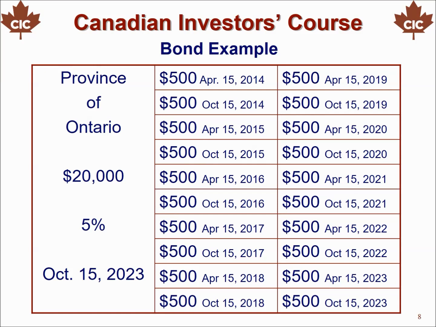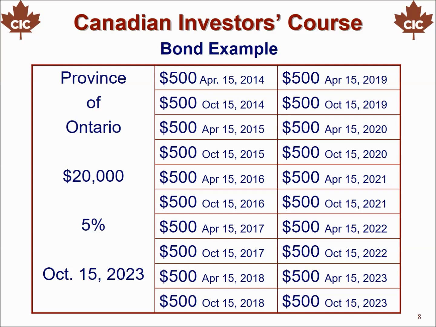What you should be looking at right now is chart number 8, and this is a depiction of the way a bond is looked at by the market. There is a residual, which is the part on the left that says Province of Ontario, $20,000, 5%, October 15, 2023. That says it's issued by the Province of Ontario. It's got a $20,000 face value. It pays 5% interest on that $20,000 face value, and it matures October 15, 2023.